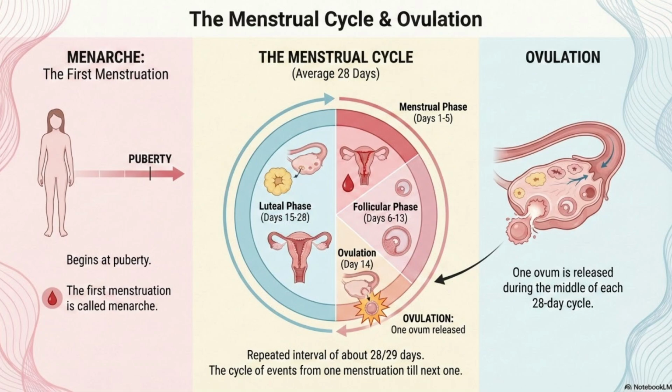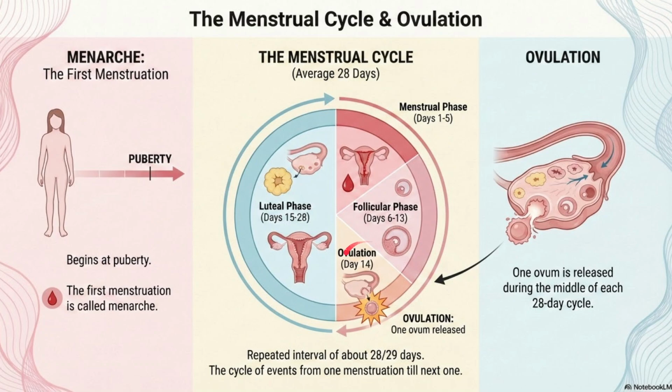Then slowly it will start to release hormones also. That is, estrogen will be mainly released. Estrogen keeps on being released. Estrogen will cause proliferation of the endometrium. That is why it is called the proliferative phase. According to the ovarian event, it is the follicular phase. According to the uterine event, it is the proliferative phase.